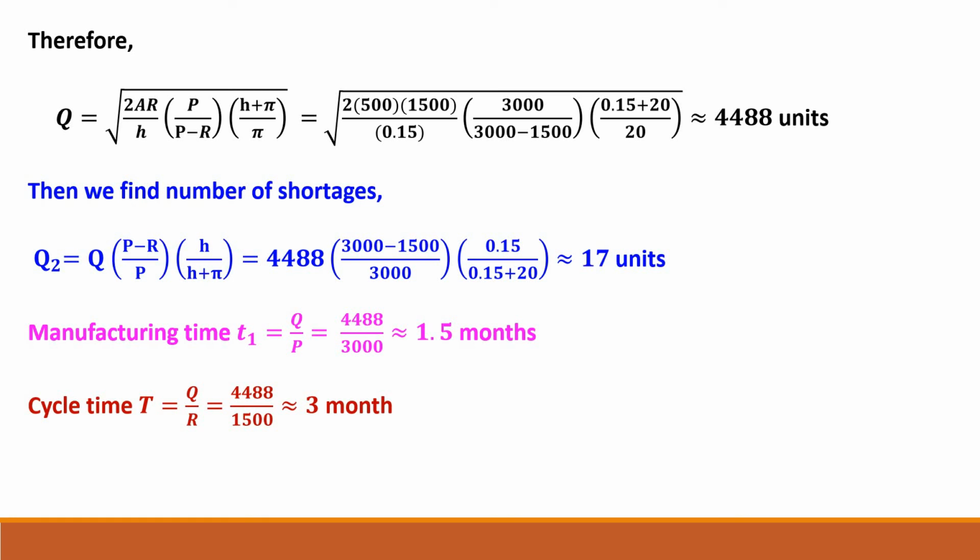Manufacturing time T1 is Q by P. Q obtained is 4,488 and production rate was 3,000 per month. So manufacturing time is approximately 1.5 months. Cycle time is Q upon R. Q is 4,488 and demand rate was 1,500 per month. So cycle time turns out to be approximately 3 months.